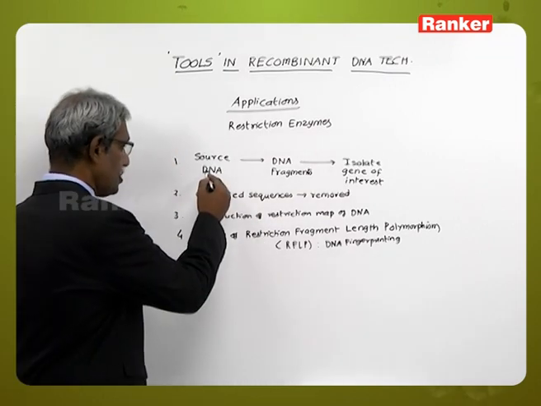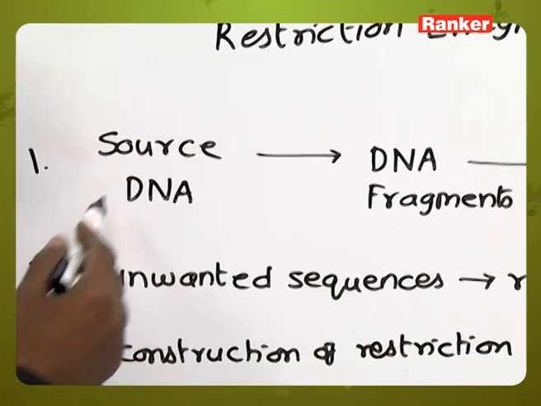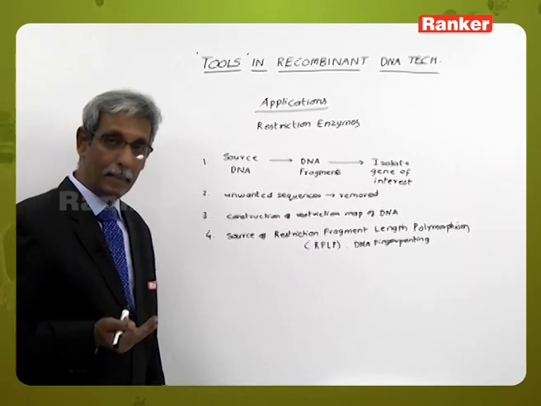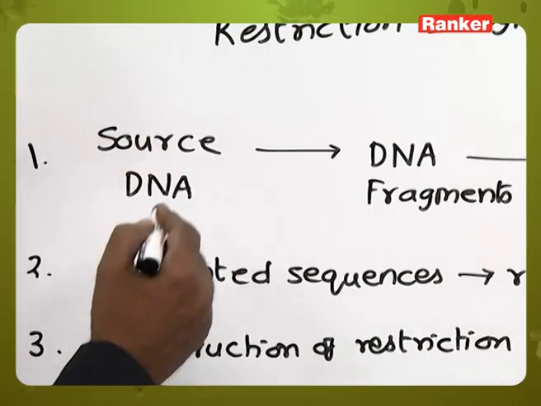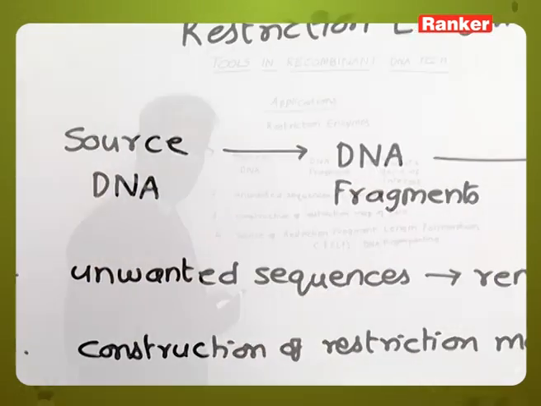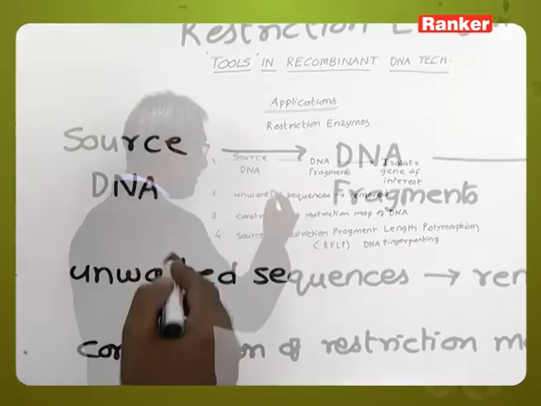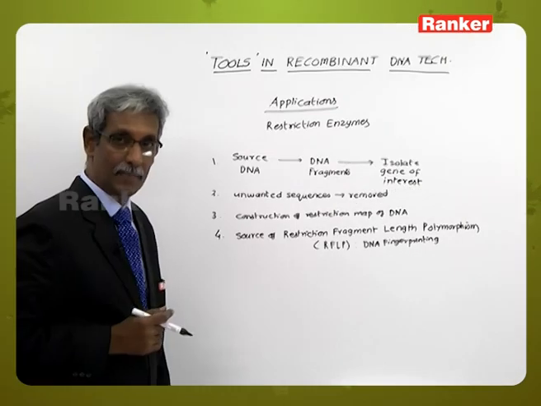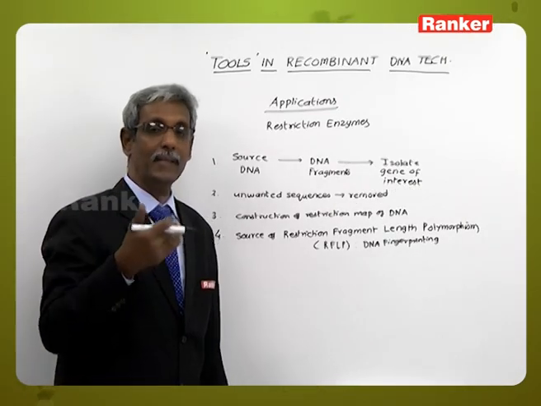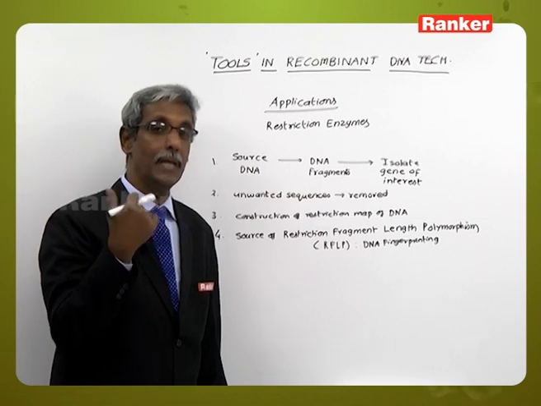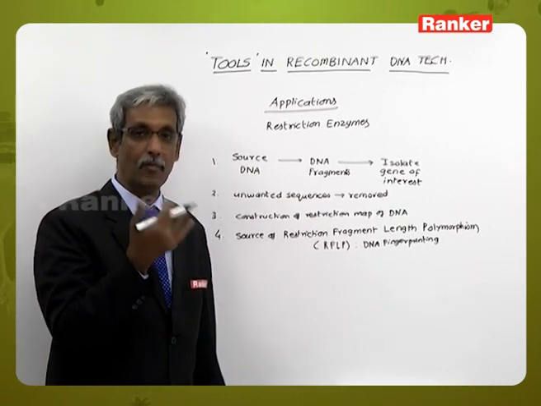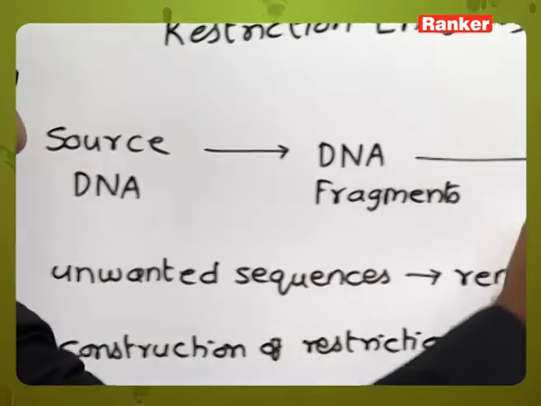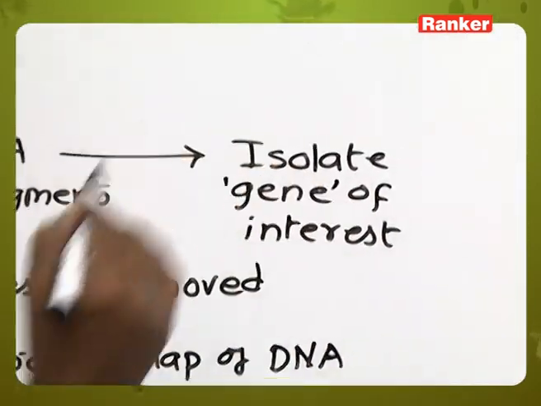Firstly, from the source DNA which is isolated, which could be a plant DNA, an animal DNA, a microbial DNA or a human DNA, we can cut the DNA into smaller fragments using restriction enzymes. After cutting the DNA into smaller fragments of variable lengths, which are recognized by a specific battery of restriction enzymes, you can easily isolate the gene of interest.